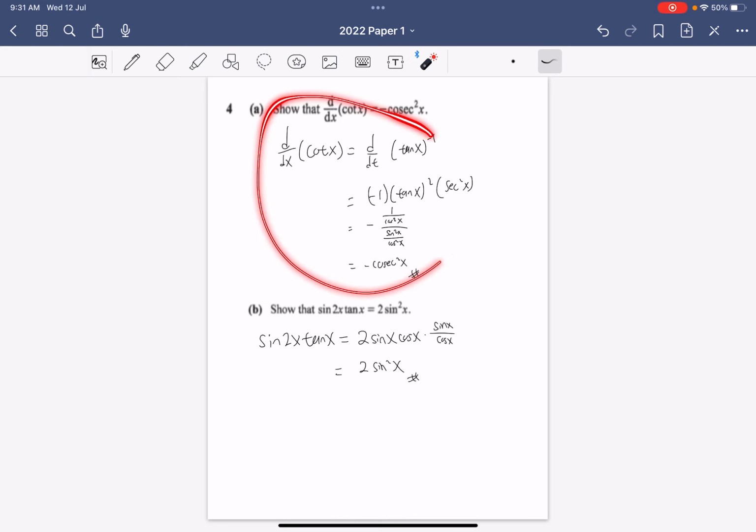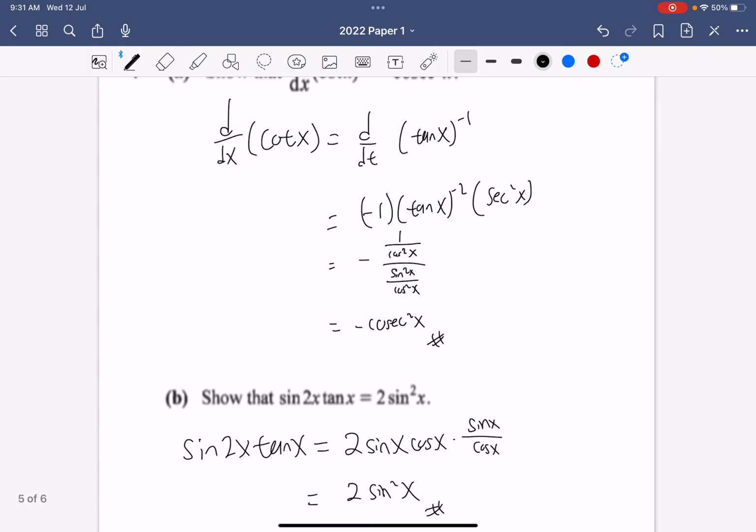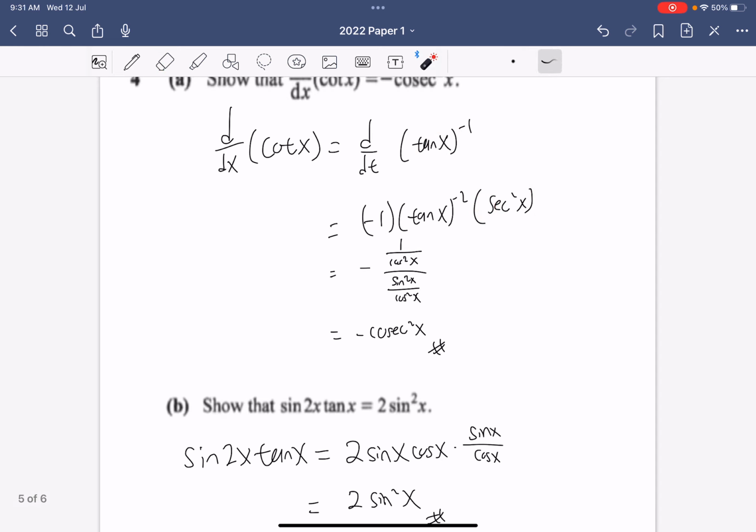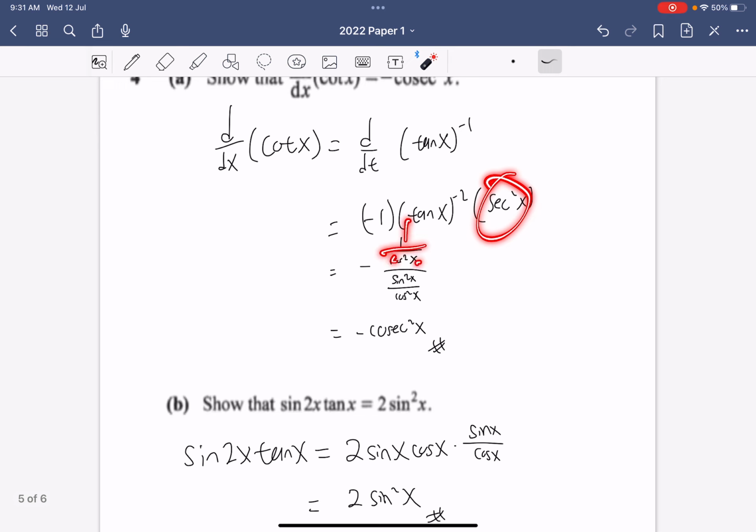So, first, we just need to differentiate cotangent x. Cotangent x is 1 over tangent x. So, bring down the power, so here should have a minus 2. Then, differentiate the inside, which is tangent x, so it is secant squared x. Secant squared x is 1 over cosine squared, and the bottom here is sine squared over cosine squared. These parts get cancelled out, so you get minus cosecant squared x.